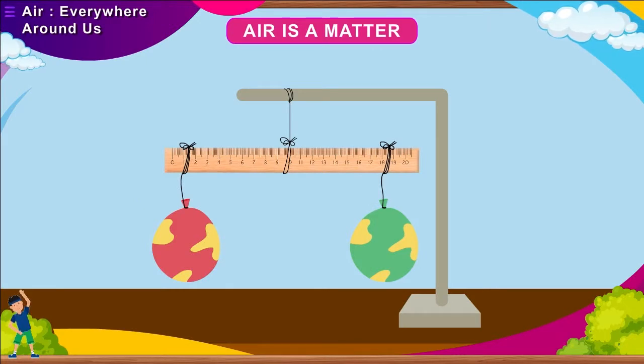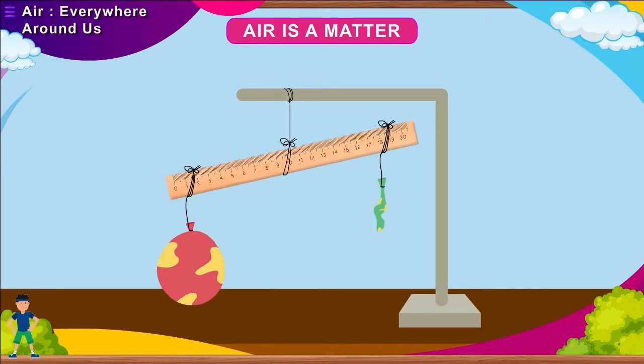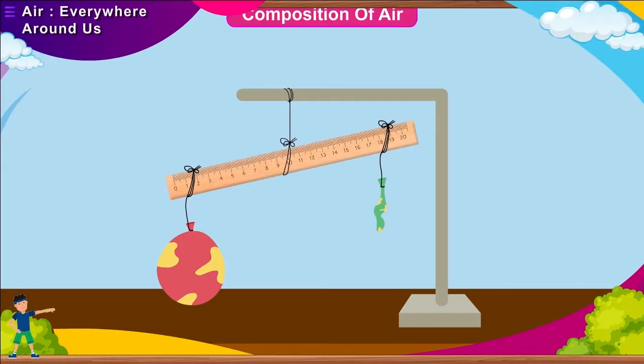Take two balloons. Balance them on a stick. Then inflate one of the balloons. We see that the stick tilts to the side of the inflated balloon. Conclusion. Since the stick tilts to the side of an inflated balloon, it shows that air has mass.